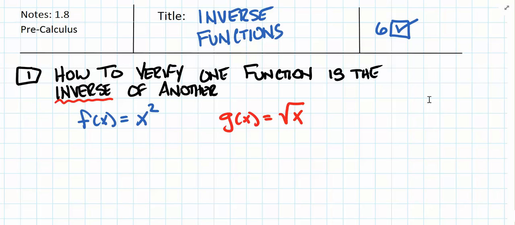Okay, this is 1.8. We're going to be talking about inverse functions. It's the very last section in chapter 1 that we need to cover. So go ahead and get yourself all set up and ready to go.